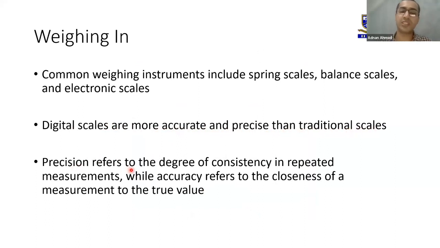Precision refers to the degree of consistency in repeated measurements, while accuracy refers to the closeness of an instrument to the true value. Okay, for example, you have a sample and you weigh it one time and it gives you, let's suppose, 5 grams.